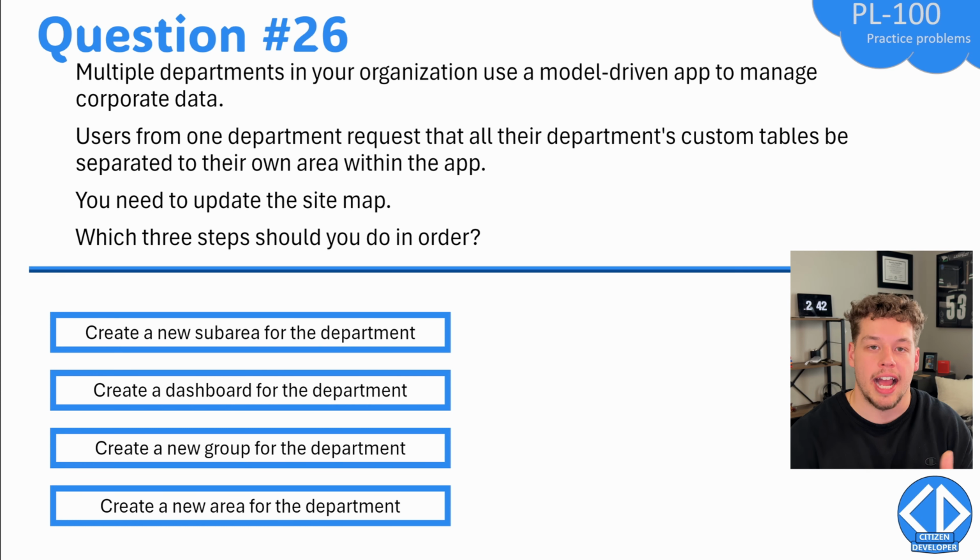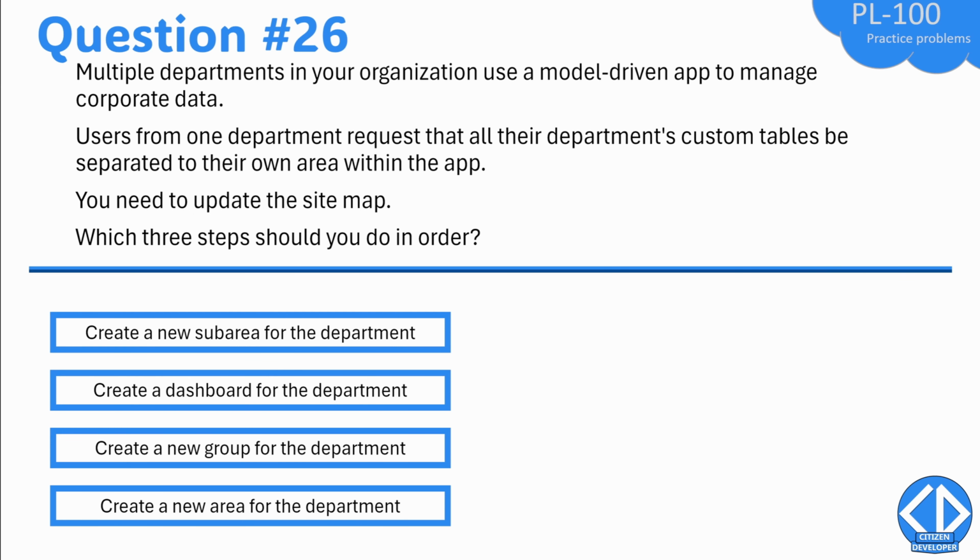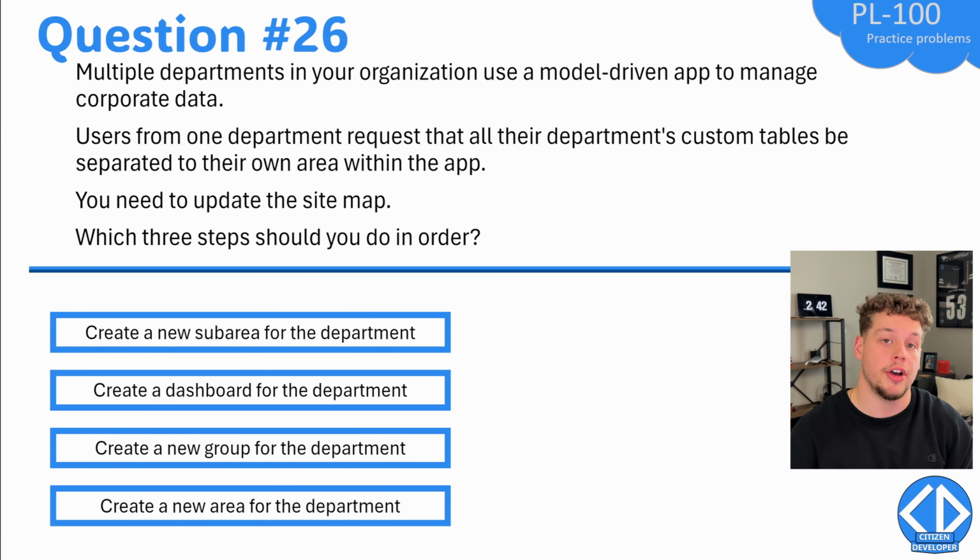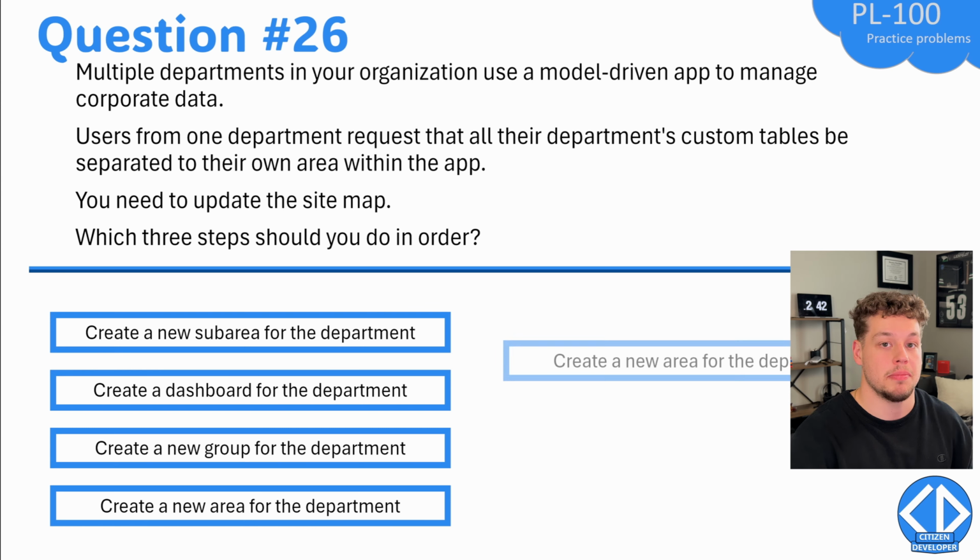There are several different hierarchy tiers of a sitemap, and that is what we're looking for here. The 3 tiers, the 3 steps we need to configure in order. After looking at these, we have sub area, dashboard. That doesn't really make any sense. New group or an area. So we're looking at group, sub area, group, and area. And of those, the biggest one, the first one, is going to be area.